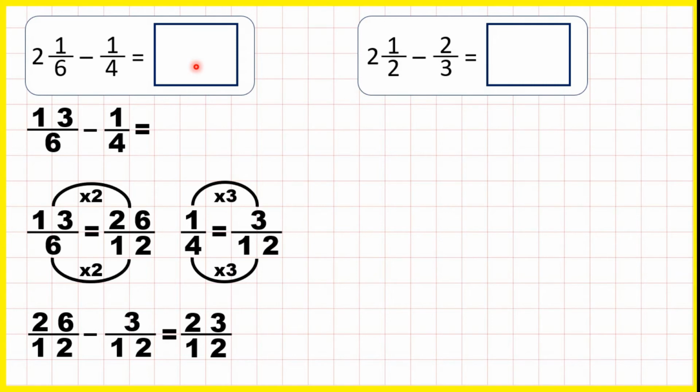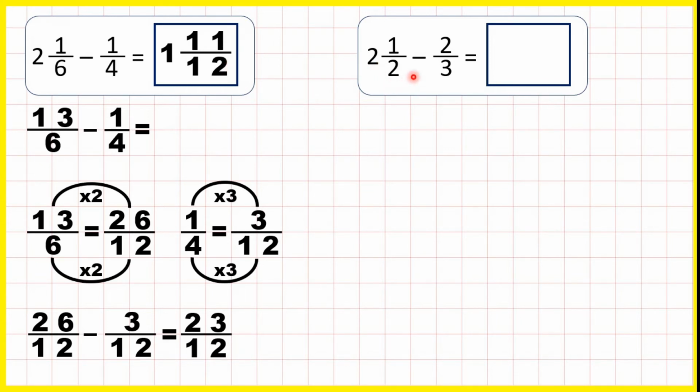But if we want to change that back into a mixed number, we can use division. 23 divided by 12 is 1 remainder 11. We can keep our denominator over 12, so our answer is 1 and 11/12.